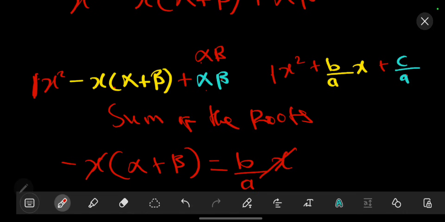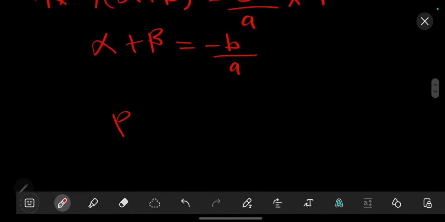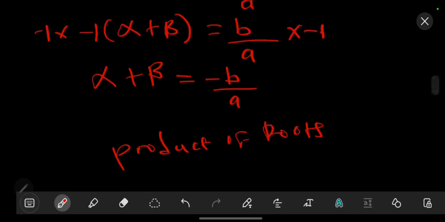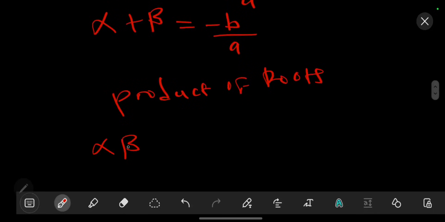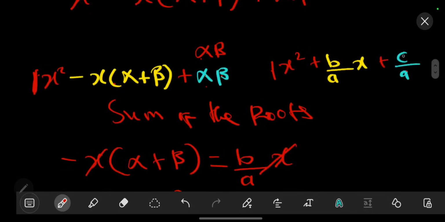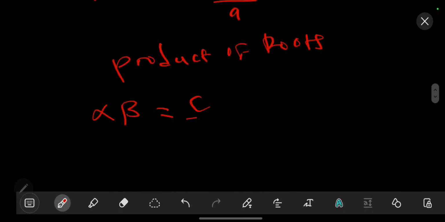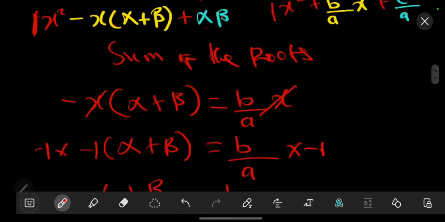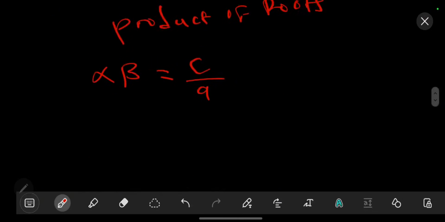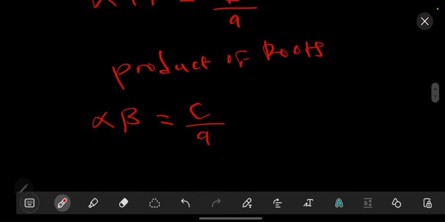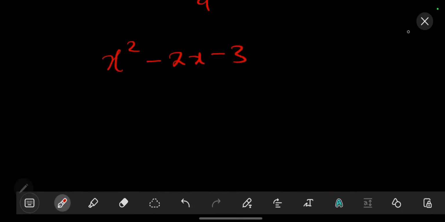So we can say product of roots. We have alpha beta should be equal to, according to this, c over a. So we are going to have our c over a like that. So this is how we find the sum of the roots and the product of the roots.